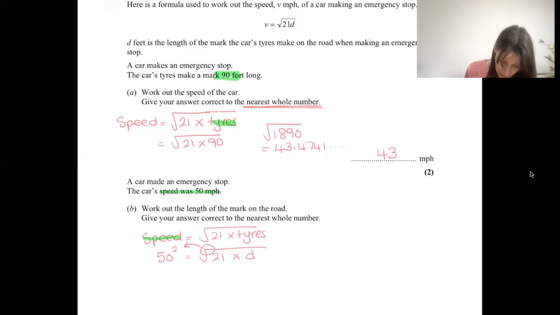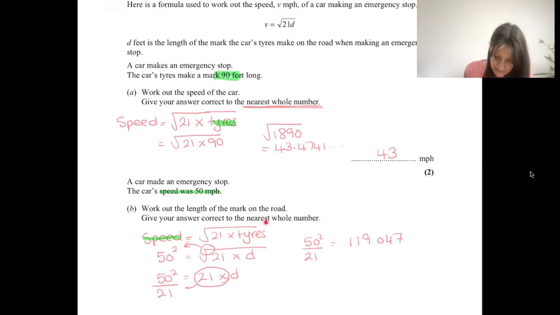And I've now got 50 squared equaling 21 times whatever that D is. Now picking up the times 21, it will land as divide 21, and that's the maths that I need to pop into my calculator in order to work out what D is. So 50 squared divided by 21 is equal to 119.047. Check in with that question. It says nearest whole number again. So my answer is 119, and the measure was in feet, so 119 feet.